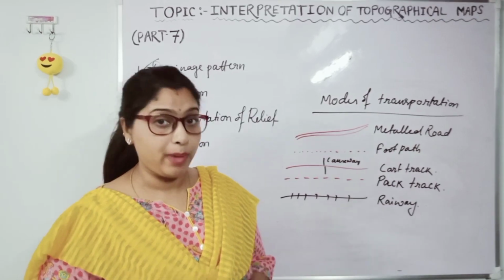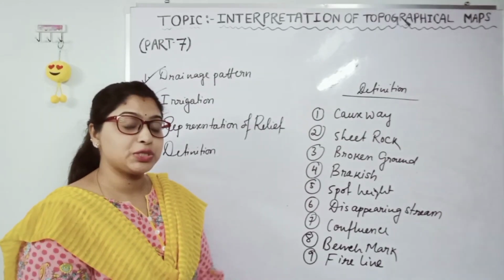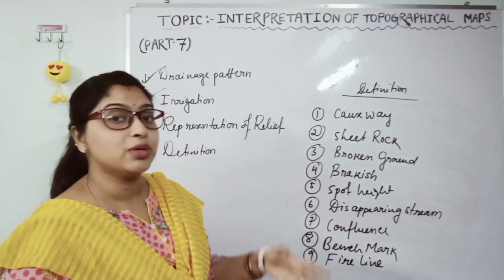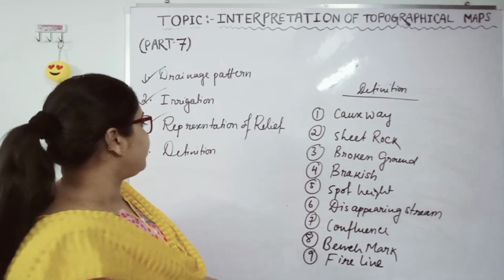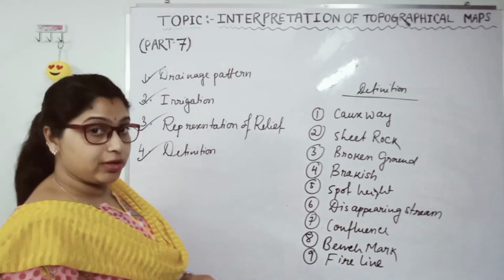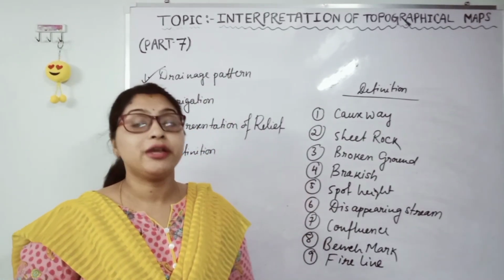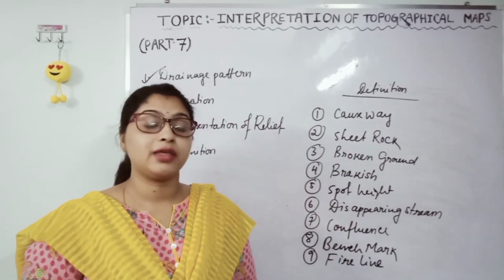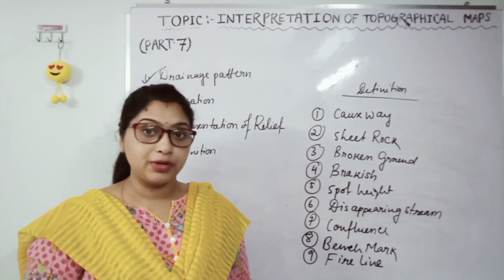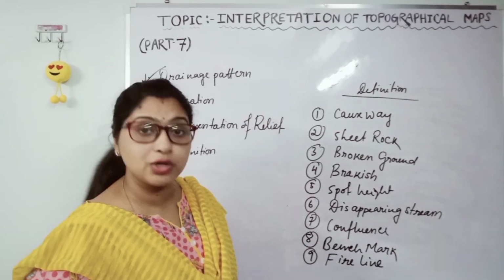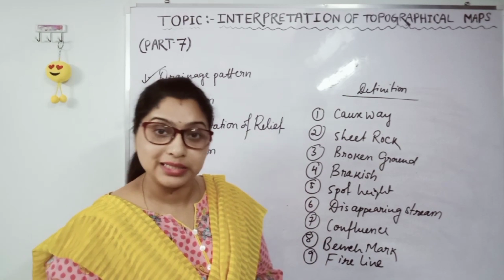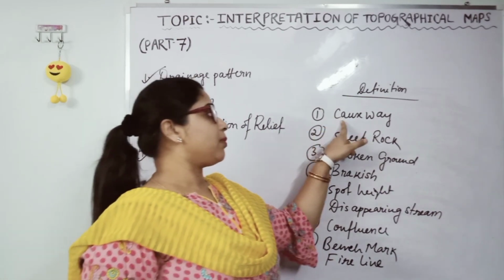you will see in our topo map. Now students, we have reached the last point of this chapter. Here we are going to discuss different definitions. In your book, at the end of this chapter, you will see many definitions given. You can see all the definitions, but among these, some are the most important and they used to come in the exam. So first we will talk about causeway.